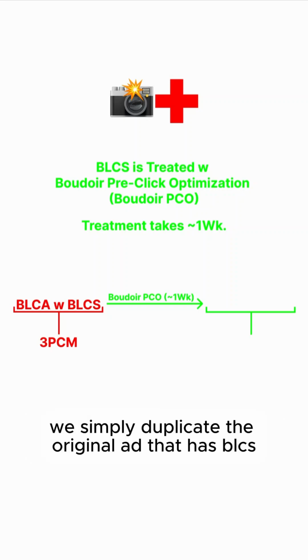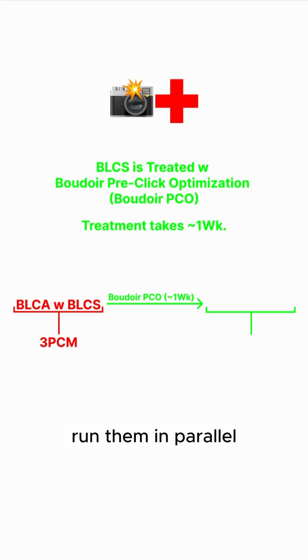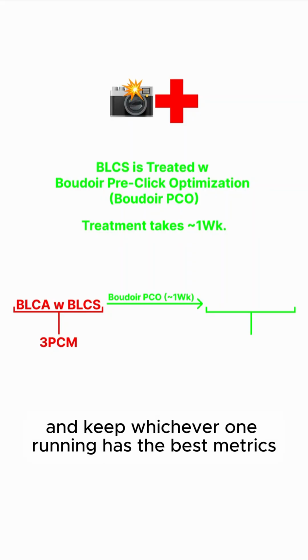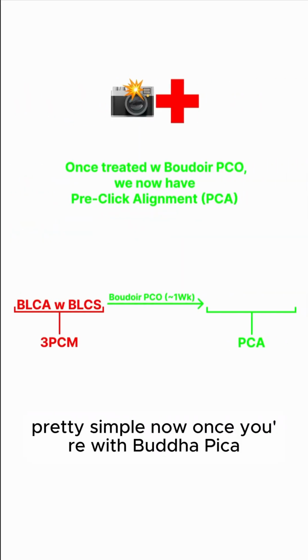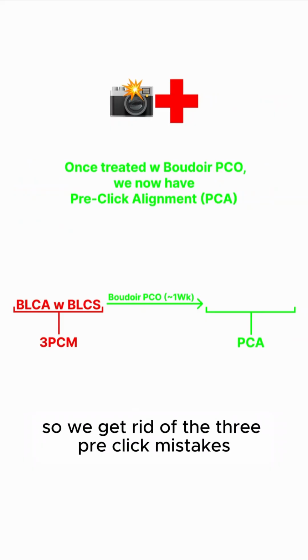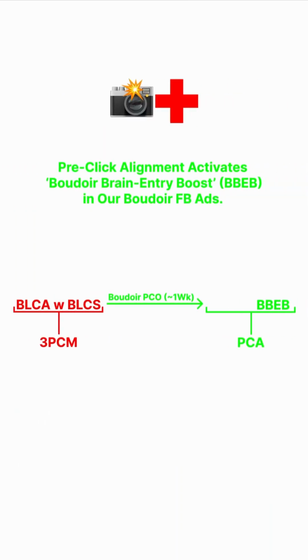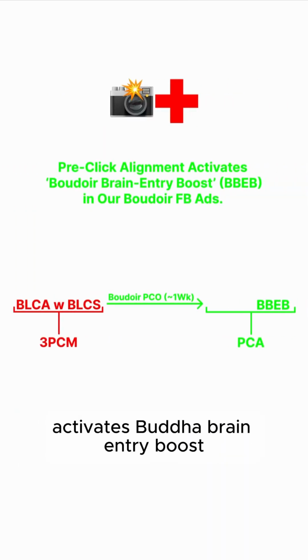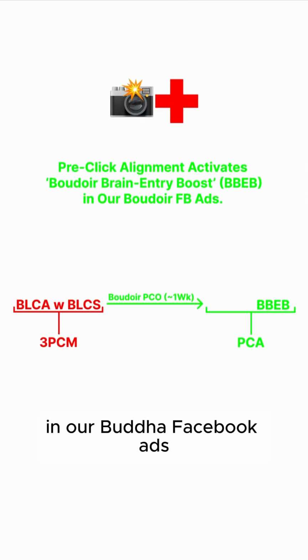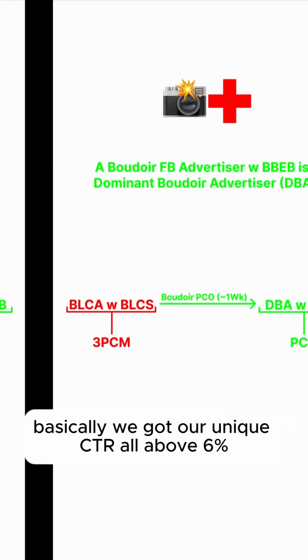We simply duplicate the original ad that has BLCS, and we treat the duplicated one with Boudoir Pico, run them in parallel, and keep whichever one has the best metrics. Pretty simple. Now, once treated with Boudoir Pico, we have pre-click alignment, PCA. So we get rid of the 3 pre-click mistakes, we achieve pre-click alignment. And pre-click alignment activates Boudoir brain entry boost in our Boudoir Facebook ads. Basically, we got our unique CTR all above 6%.